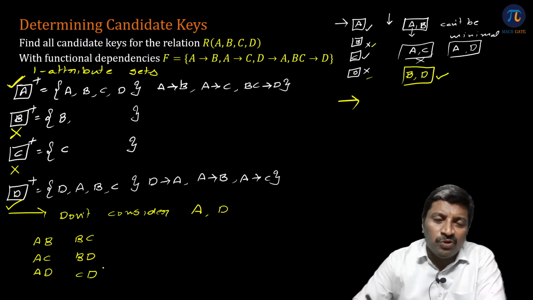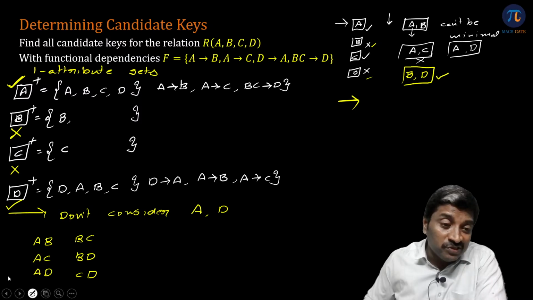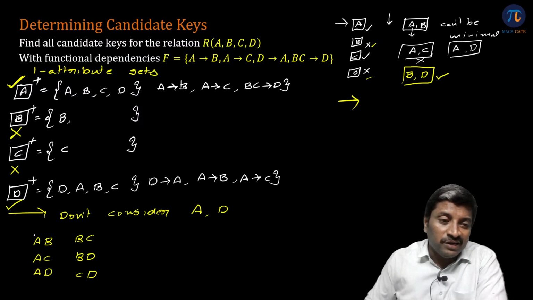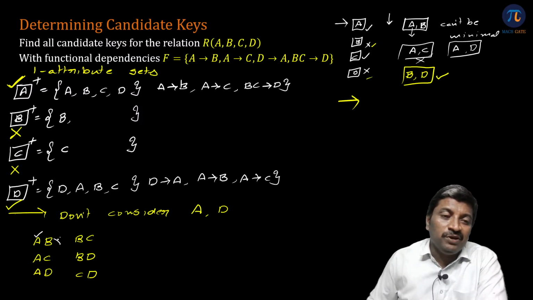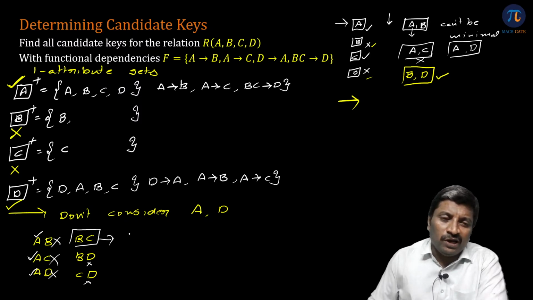These are the possible attribute sets with two attributes, but they cannot be minimal, because the first one contains A. So this cannot be minimal. This also contains A. This cannot be minimal. This also contains A. It cannot be minimal. What about B comma C? This we may consider. This one I should not consider. D is there, this one I should not. So I need to consider only BC.